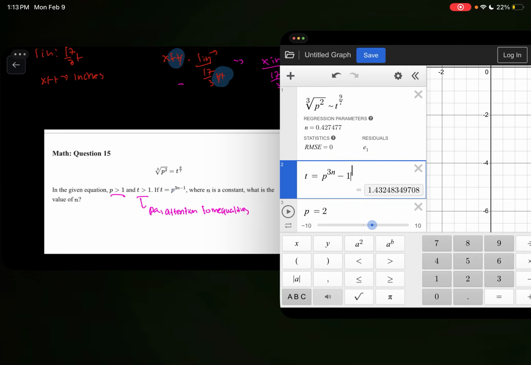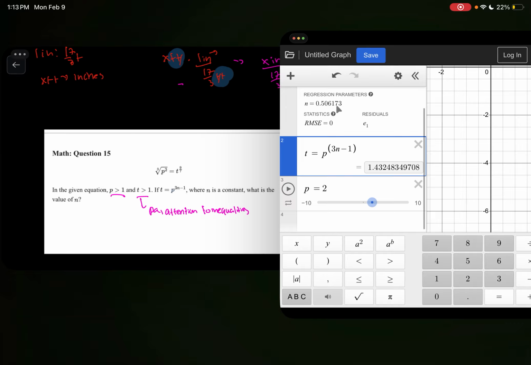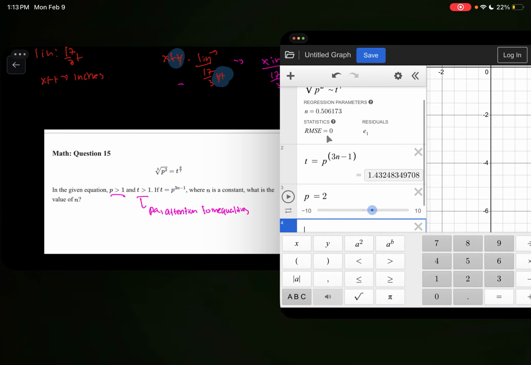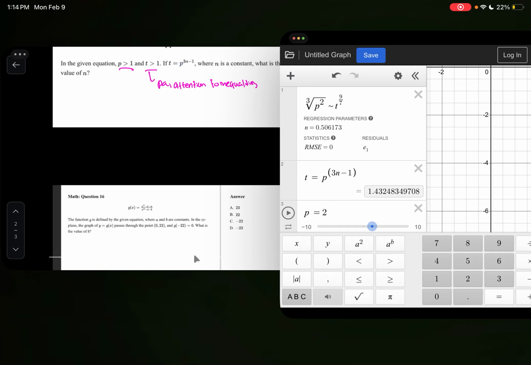Oh, there is a problem. Okay, this is a really great thing to point out: if you want to put a subtraction in the exponent, you need to use parentheses. So 3n minus 1. Make sure you use parentheses for the exponent. And the answer right here is 0.5061. However, you actually need to round it to 0.5062. Round it to the 4th decimal, so because 7 is greater than 5, it'd round to 0.5062.